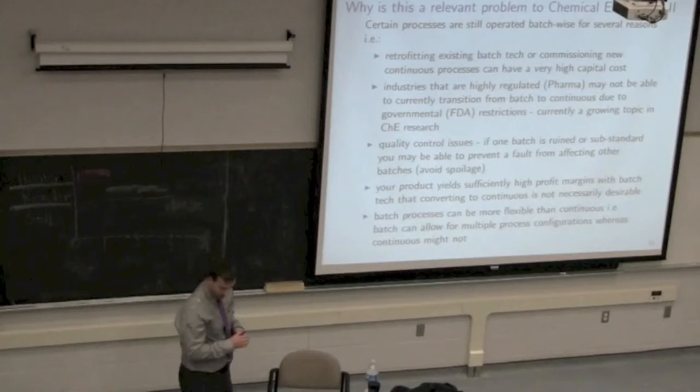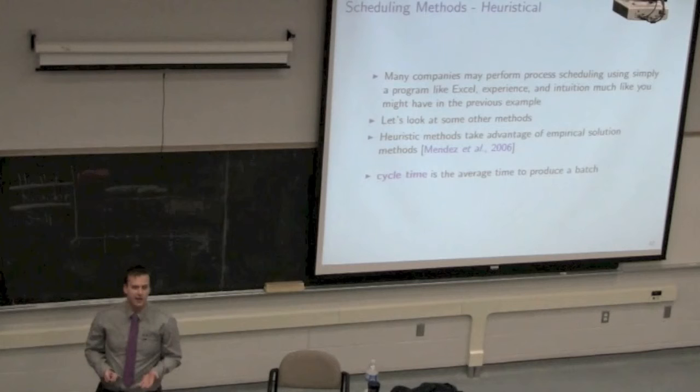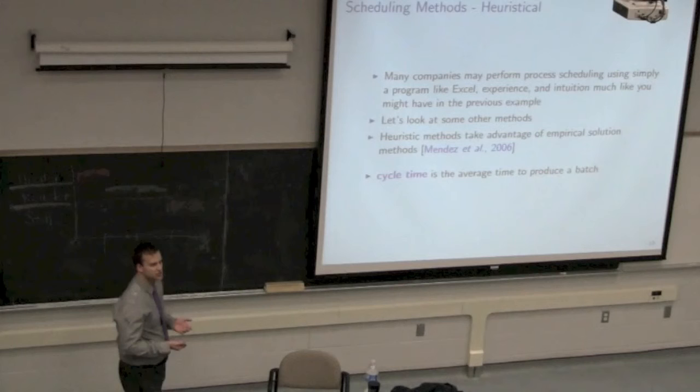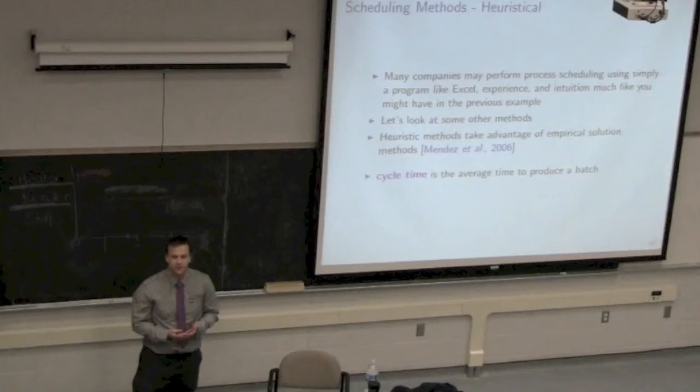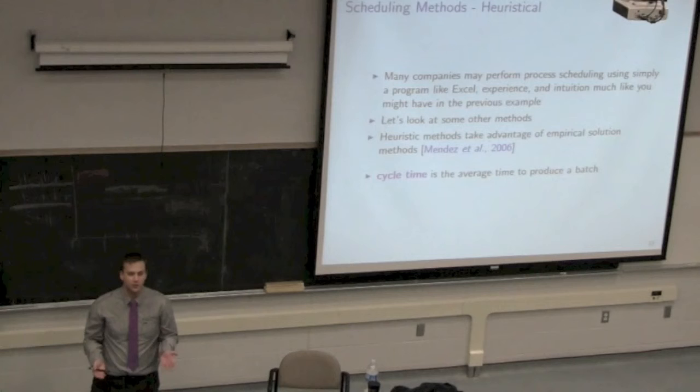But that's not in all cases. How do we go about scheduling different methods? What can we use? As Kevin alluded to earlier, a lot of companies just use Excel and a lot of experience and intuition. So for example, you might be an operator who's been doing the job for 25 years. You know that the production schedule always looks like this, 24/7, and all you have to do is repeat and it'll work. That's how a lot of people do it, and that's how it's done.